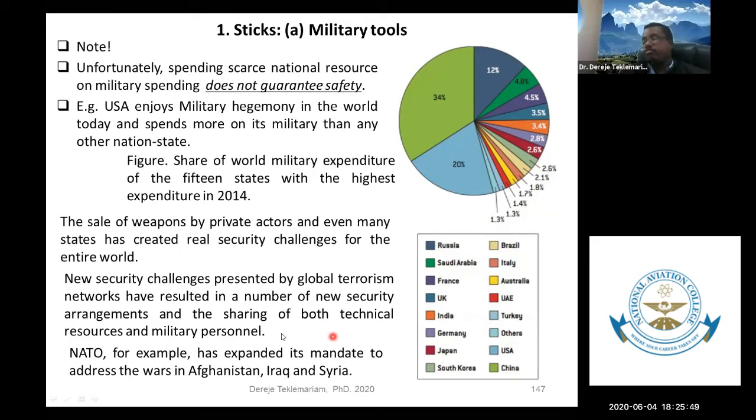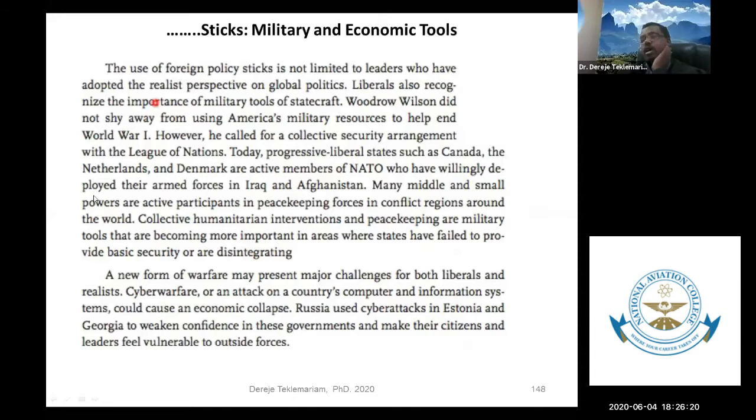Even later, they tried to twist it, not only individually, but also through common allies or common organizations like NATO. For example, NATO has expanded its mandate to address the wars in Afghanistan, Iraq, or Syria. Initially, it was a concern of America, but finally it became the concern of NATO. So it's very important to read this one. You can read how NATO played a role and which countries were really trying to follow it.